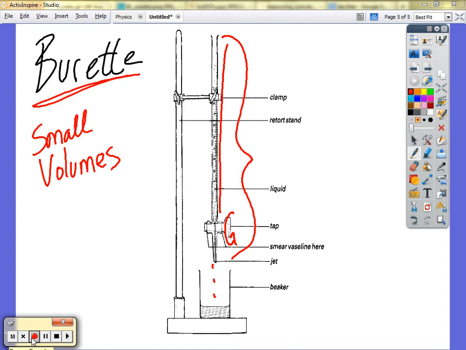Just because this tube is long, it doesn't matter. It's only about that thick, which of course isn't really going to show up on your screen. So that long thin tube doesn't hold much volume.